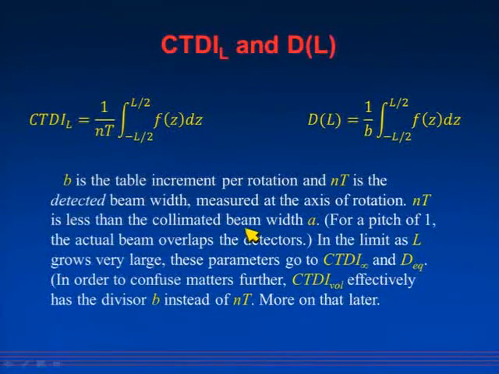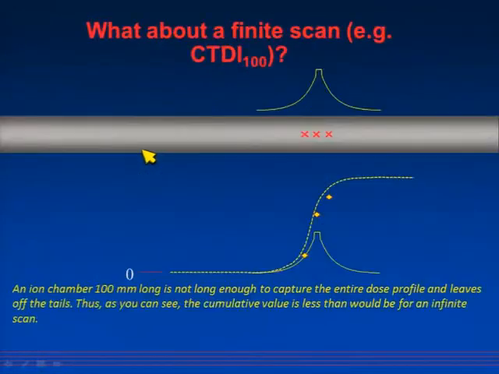Now, if everything goes to really, really long lengths, that is, if L goes to infinity, this becomes dEq, as we stated before, and this becomes CTDI sub infinity. We usually don't use CTDI sub infinity. We usually use CTDI sub 100, which goes to plus and minus 50 centimeters here. So it's a finite part of this.